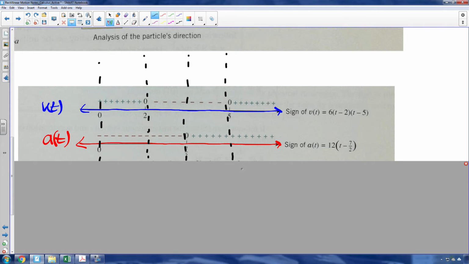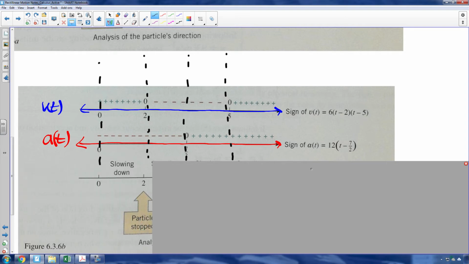for a second, we can find out that there's a couple of things that matter. Obviously, the time 0 matters. Obviously, time 2 matters because it's critical for our velocity. And acceleration at 7/2 is an important time. And actually 5 is another important time. And then it just goes on forever. So look in between those dotted lines and tell me when the object is speeding up or slowing down.